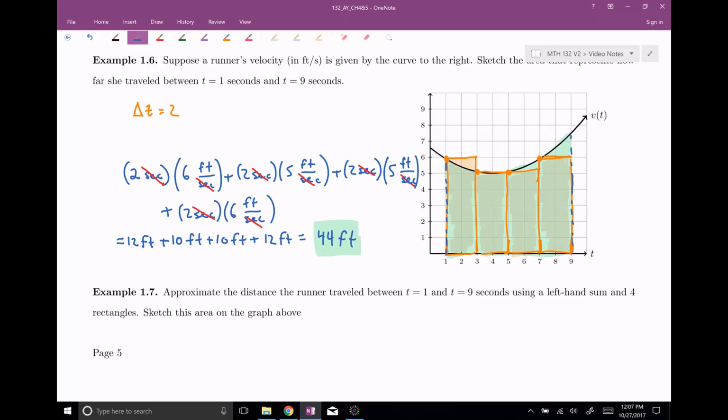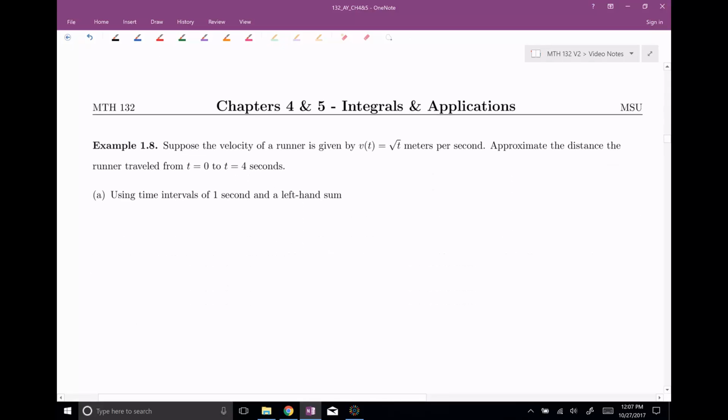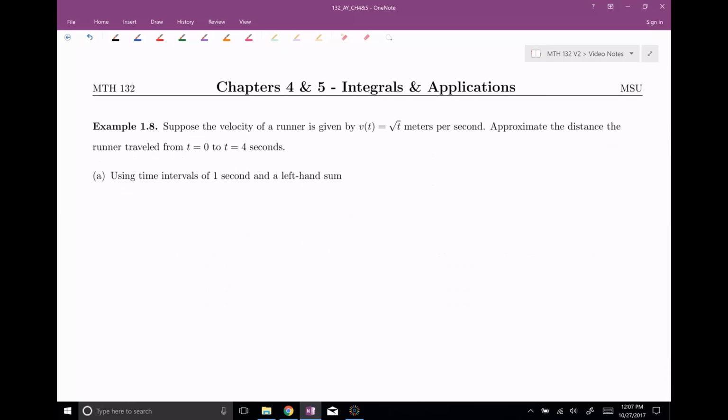All right, so I really like this example because it helps us visualize, right, what we are doing. Right, with a graph we can really visualize. We will not always have that luxury though. So in this final example that I have for us, I'm just giving us an equation, right? So velocity of a runner is given by root t meters per second, and I'd like to approximate the distance the runner traveled between t equals 0 and t equals 4.